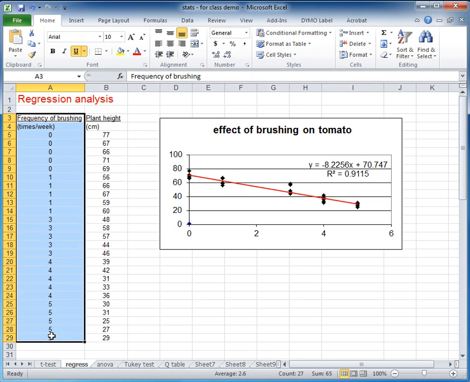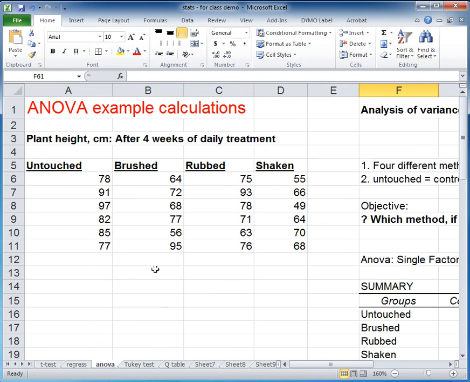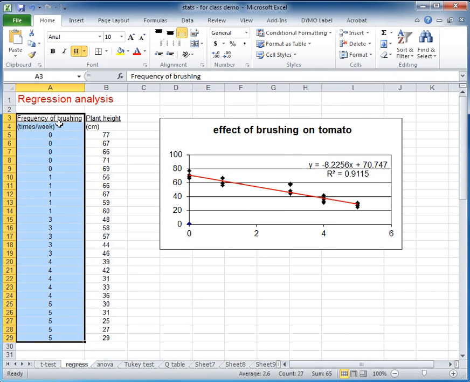Okay, this is the variable we imposed, and again, let's go back to our brushing experiment. You remember our ANOVA example where we had different ways of brushing. Okay, we didn't touch some of them. We brushed them with our arms, we rubbed them with our fingers, or we shook the bench. We had different ways of imposing height control on these plants. Well, this is different. We've decided on brushing, just waving our arm over these things, and now we're going to vary the number of times a week we do it.